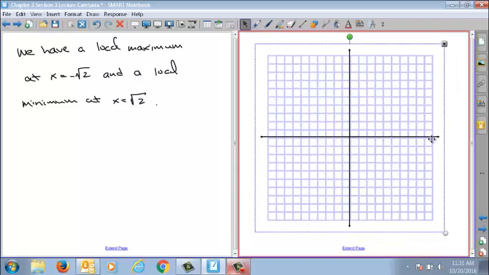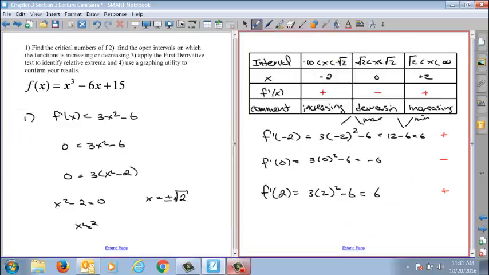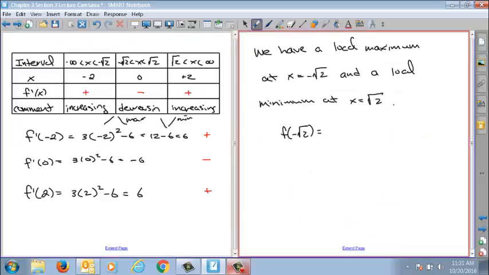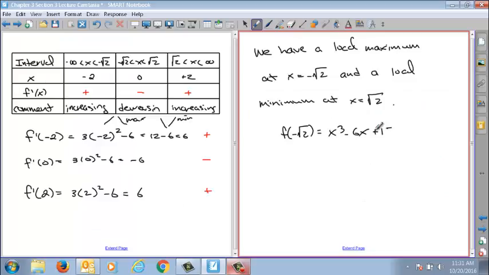Now, one thing we do need is the value of the function at these two values of x. So we're going to do f of negative the square root of 2. If we go back, the function here is x cubed minus 6x plus 15. So we get negative the square root of 2 cubed minus 6 times negative the square root of 2 plus 15.